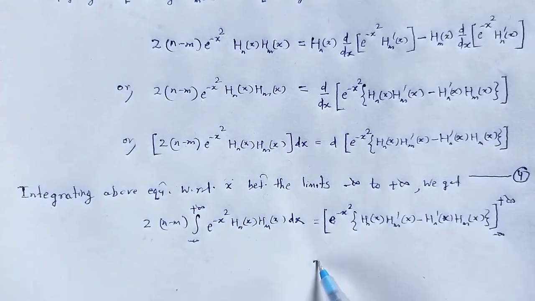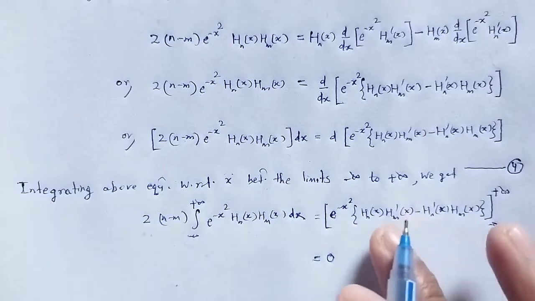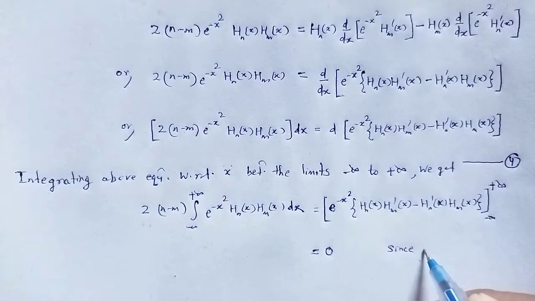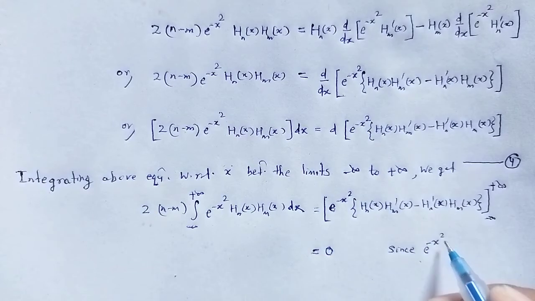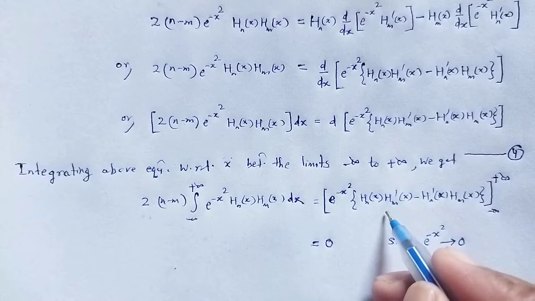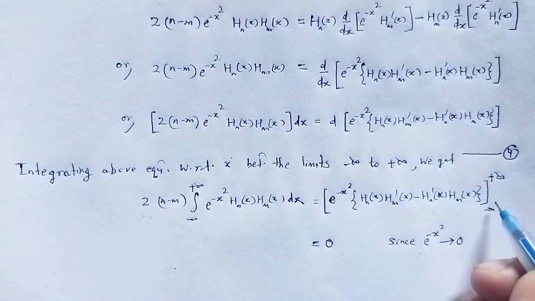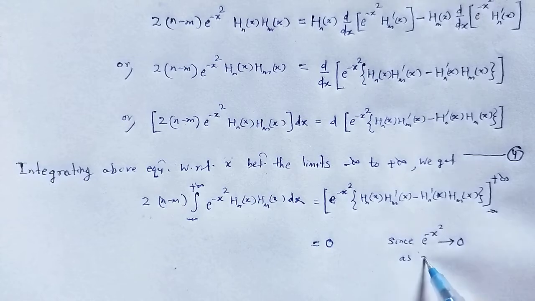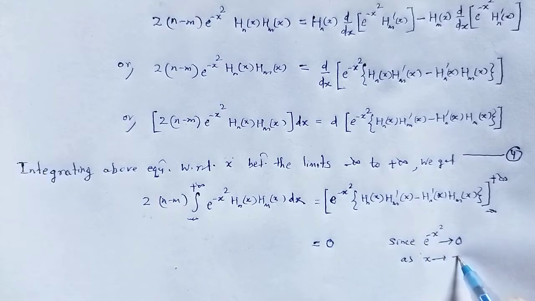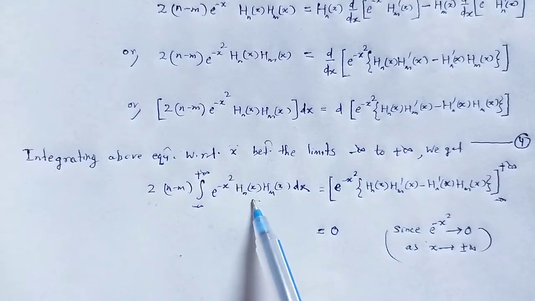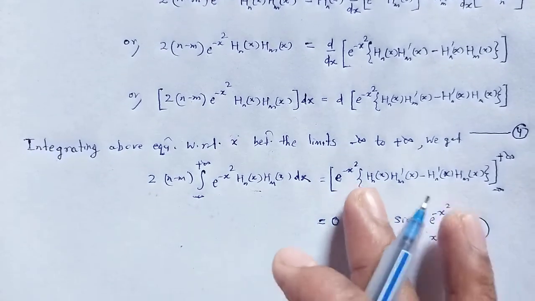That value will be 0. Why is that 0? Since e to the power minus x square tends to 0 as x tends to plus or minus infinity, that's why that integral value will be 0.